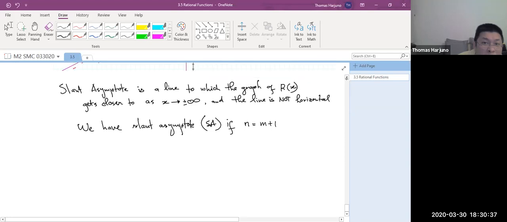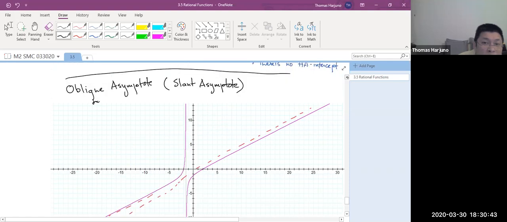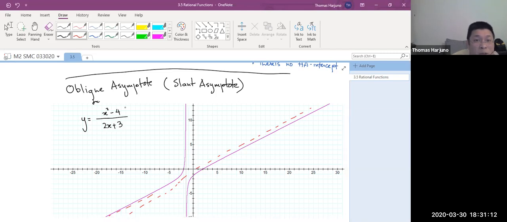Now, if you take a look at the example we have here, what's the function I used? This was y equals x squared minus 4 over 2x minus 3, I believe, or plus 3. Let me check. Plus 3. Now you see the degree on the top is 2, and the degree at the bottom is exactly 1 less than that.